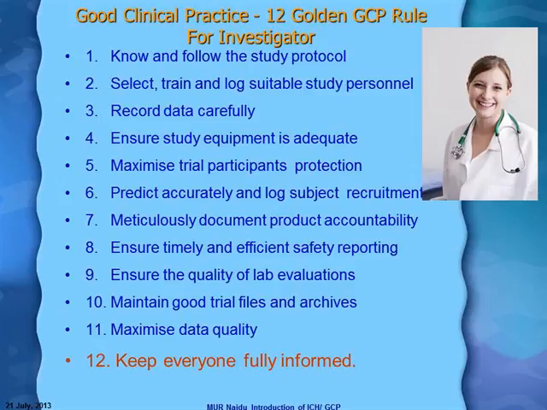There are 12 golden GCP rules for investigator. First, the investigator at site should thoroughly know the study protocol and should follow the study procedure as per the protocol which was approved by the Institutional Ethics Committee. He or she is responsible to select and train the suitable study personnel at the clinical trial site and mention the delegation of the activity of each and every study personnel in a log.